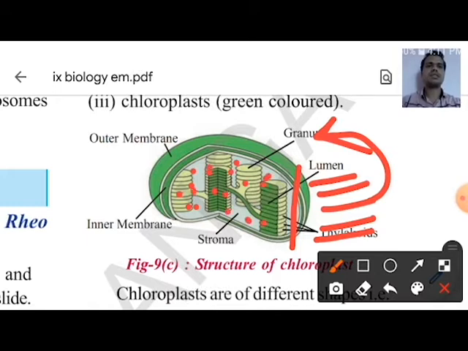This is called stroma. Stroma is the important area where photosynthesis takes place, and this discussion will be done in your 10th class first lesson, nutrition, the mechanism of photosynthesis topic. Okay, till that time you have to understand the structure of the chloroplast. Okay, now let us move to the next one.